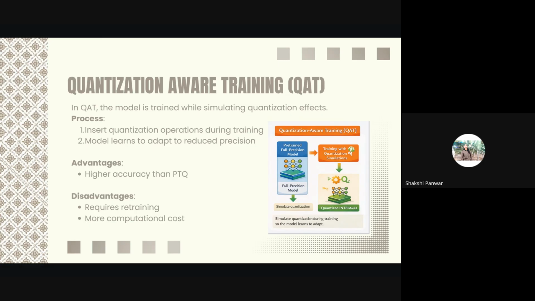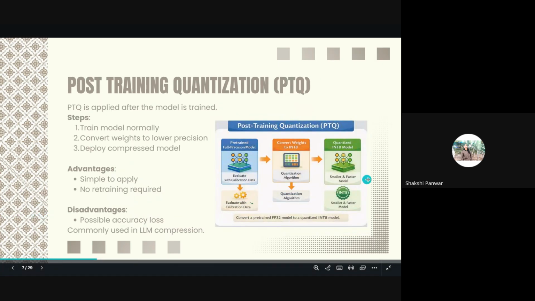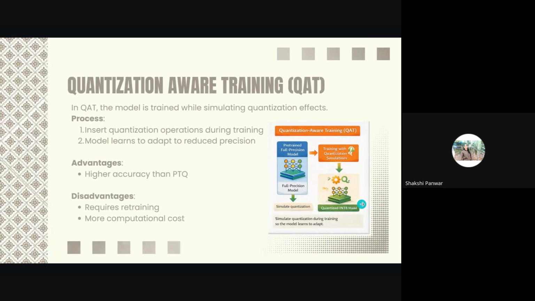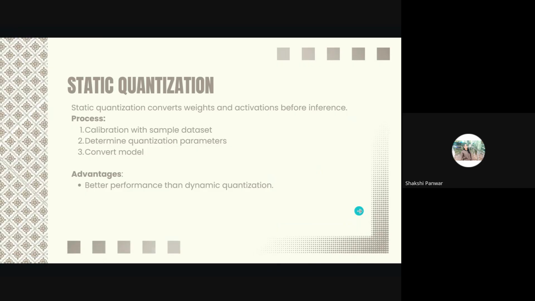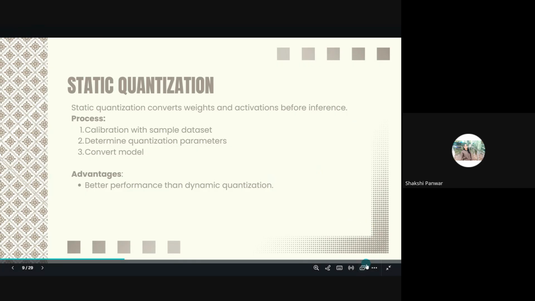The next one is static quantization. Static quantization converts both weights and activations before inference even begins. The process is: first run calibration using a small representative dataset, then use the calibration data to determine fixed quantization parameters, and after that convert the entire model with those parameters. It gives better overall performance than dynamic quantization because everything is pre-computed and fixed.